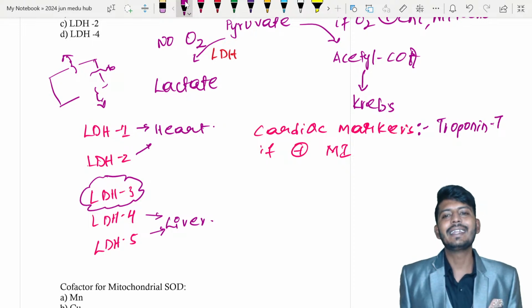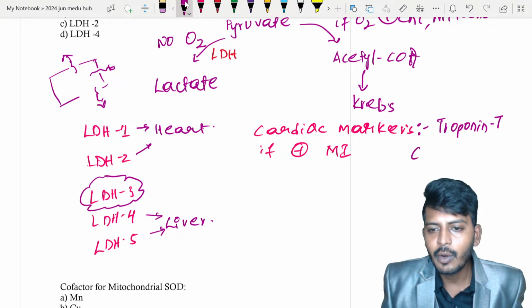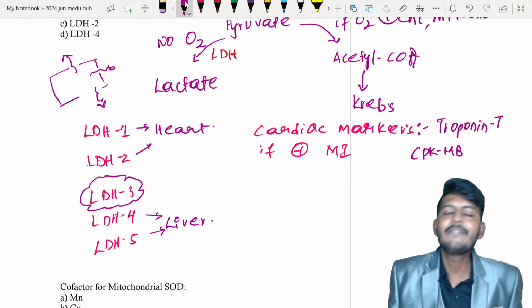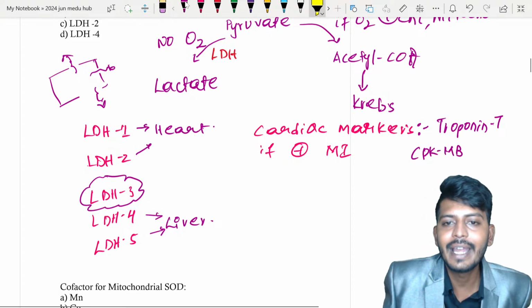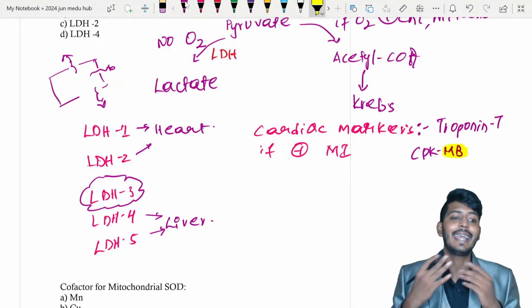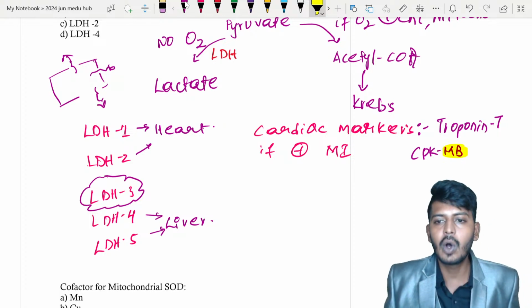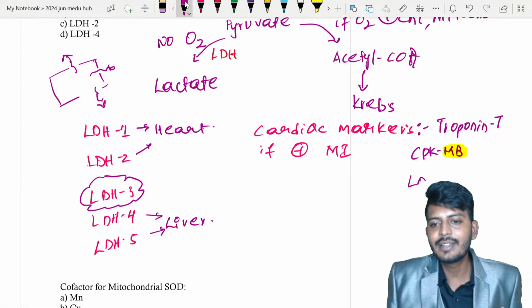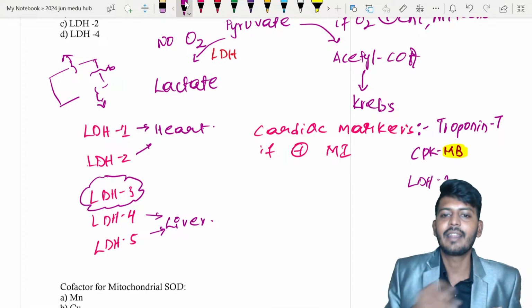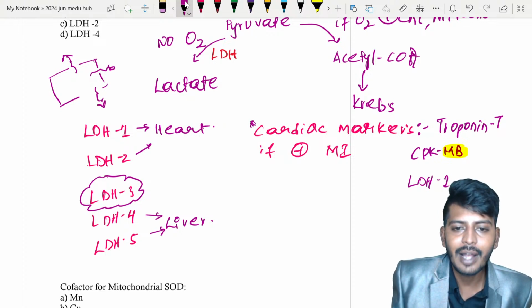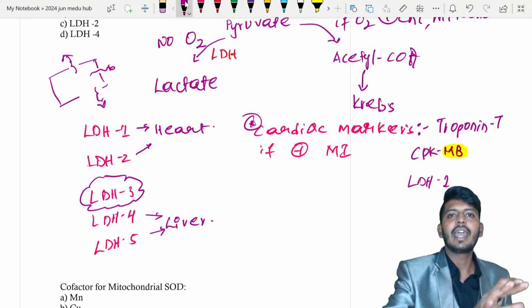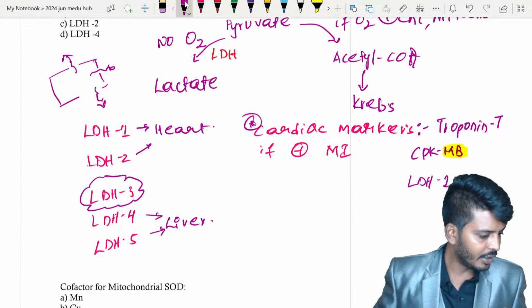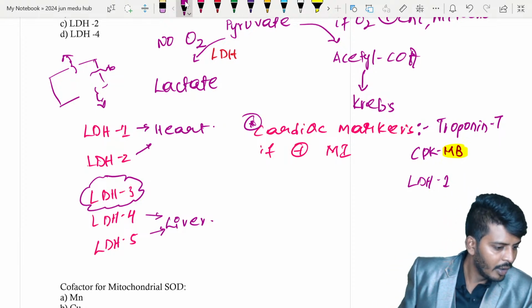Okay, so troponin T is also used, and we also have CPK-MB, creatine phosphokinase MB form. Remember, creatine phosphokinase MB form is also called creatine kinase, and one more enzyme is LDH1. These are the cardiac markers. This can also come as an MCQ: all of the following are cardiac markers except. Okay. All right. So there is one question.